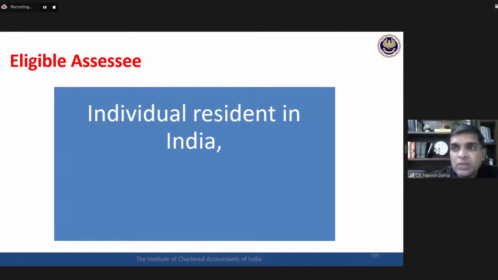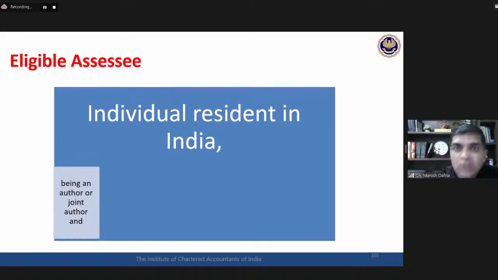Now, 80QQB is available to whom? It is available to an individual. Now, if you simply keep in mind individual, you have all chances of getting into that examiner's trap. He will deliberately give you an individual non-resident in India. 80C is available even for a non-resident, but every section is a separate story. You cannot apply that concept here. 80QQB is for an individual resident in India. Only when my individual is resident can he claim. A non-resident cannot claim.